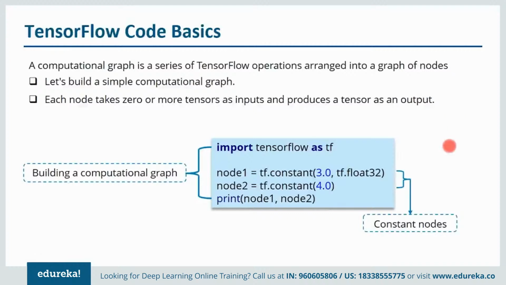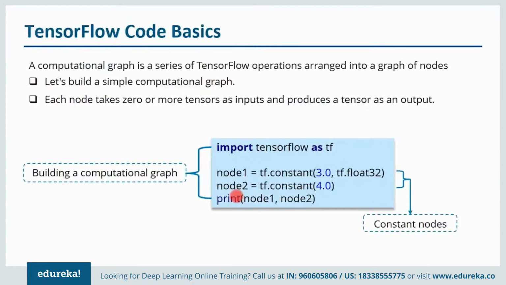Now let me explain it to you with the code that is in front of your screen. The first thing you do, you import the TensorFlow library. Then you define 2 nodes, and these nodes are constants. We'll call the function tf.constant, and we'll provide a value that is 3, and it is a 32-bit float number. Similarly, we define one more constant node, which contains the value 4. So these are your constant nodes.